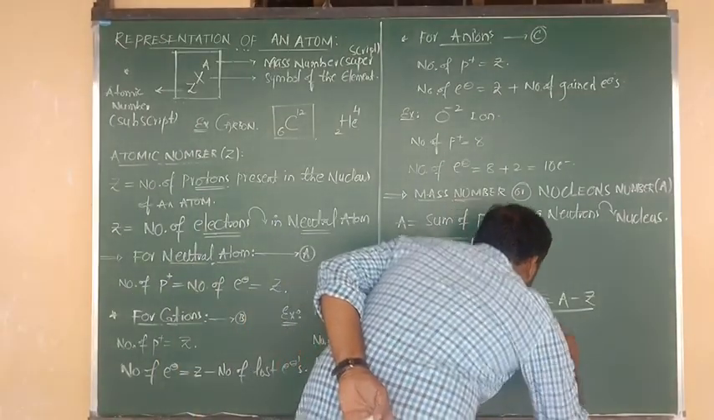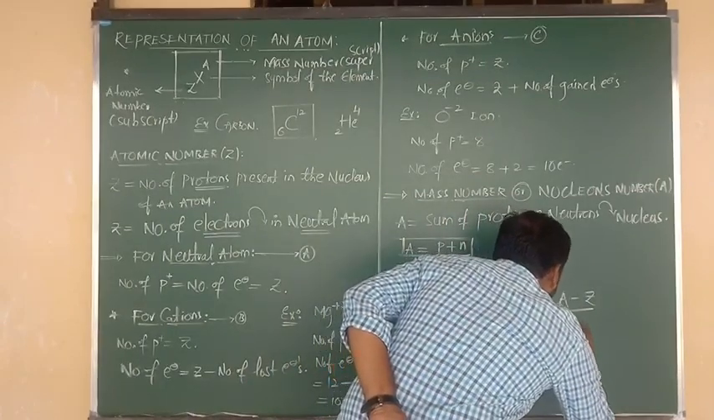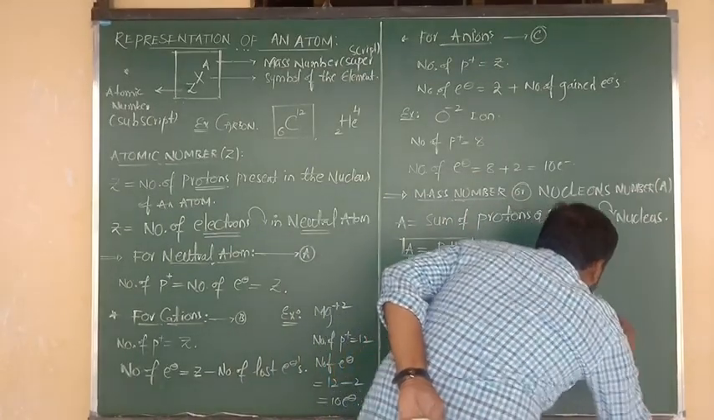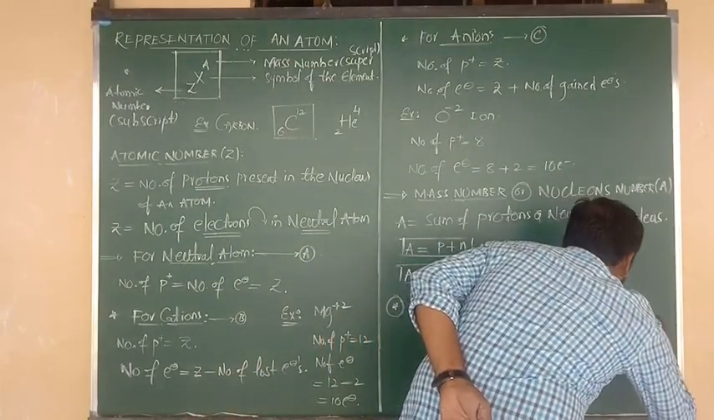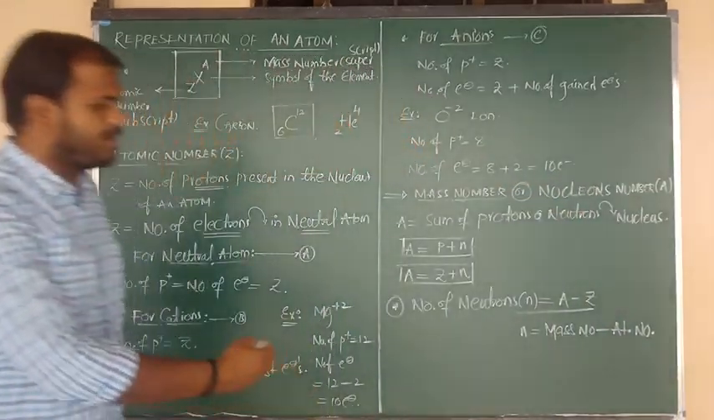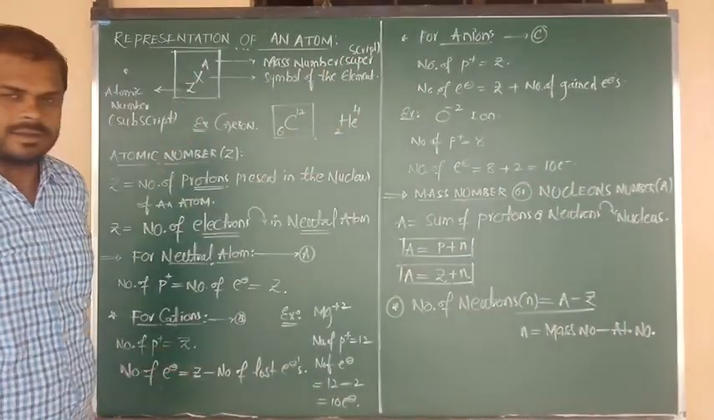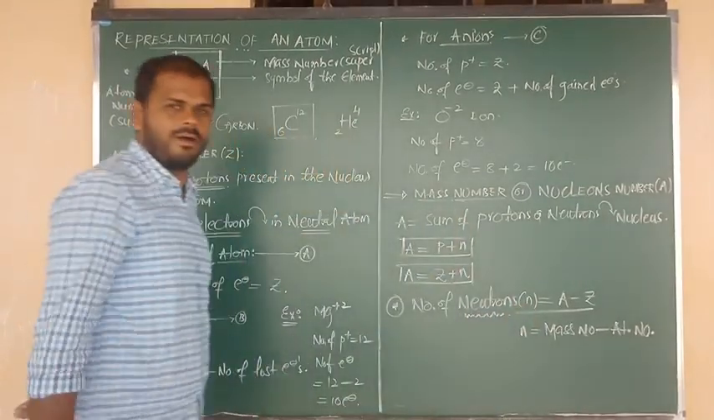N is the number of neutrons. It is equal to A, the mass number, minus Z, the atomic number. In that manner, by using the chart form, we can calculate the number of neutrons.